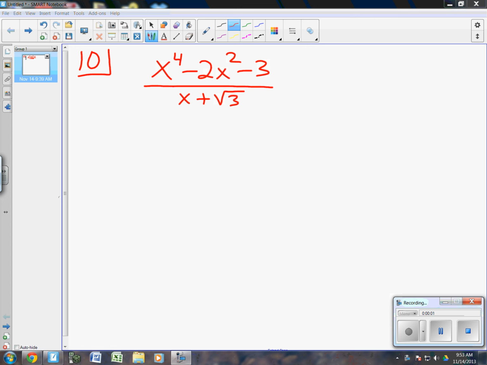Number 10 is the one that some of you asked about. So I want to go over this one. You guys, I'm only going to do 2 examples. Okay? 2 examples. So number 10 is one of them.